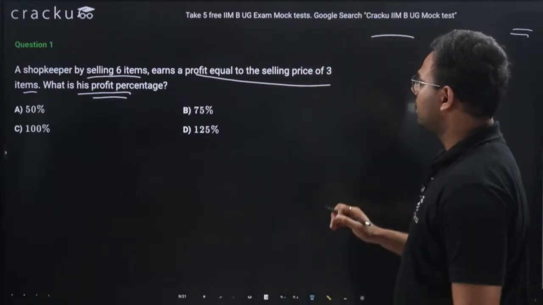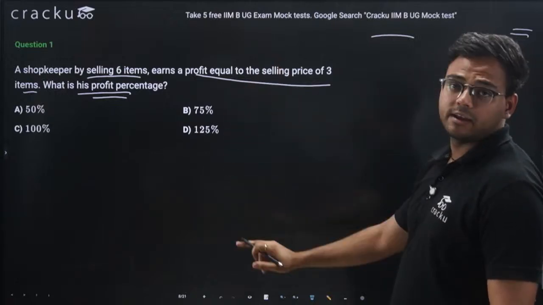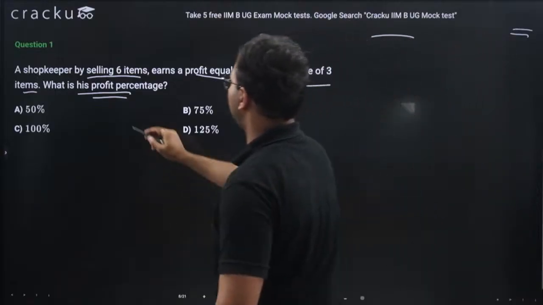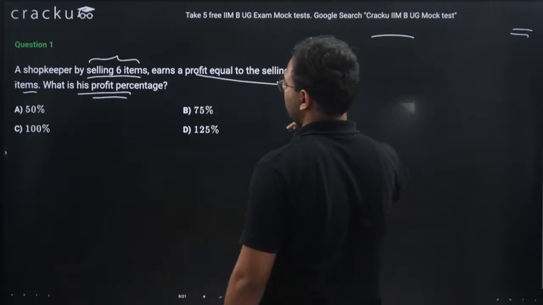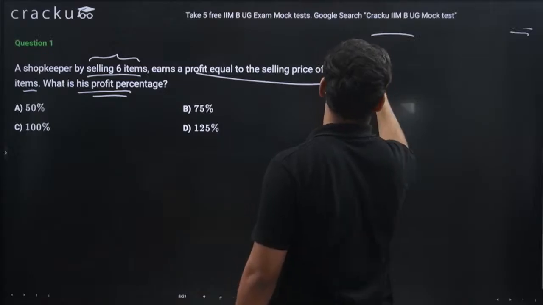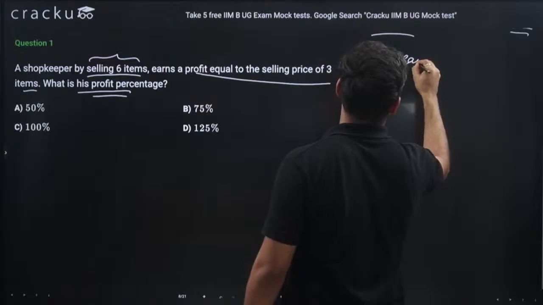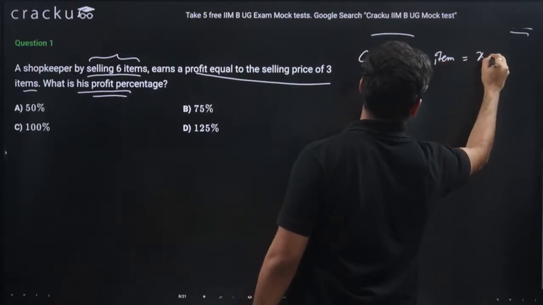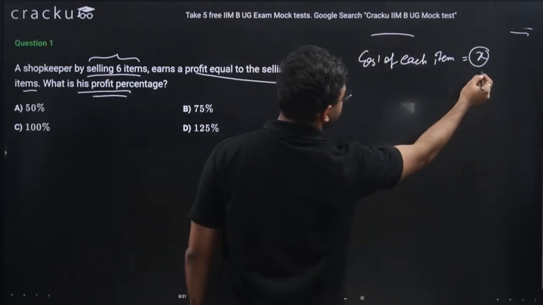Let's solve this one. A shopkeeper, by selling 6 items, so he is selling 6 items. Whenever you read the word selling, it means selling price. So he is selling 6 items. Let us say I'll assume the cost of each item is equal to X. I am assuming some value that the cost of each item is rupees X.